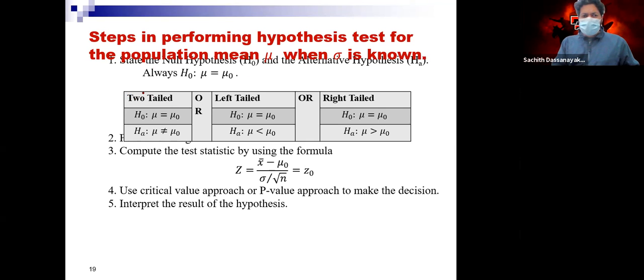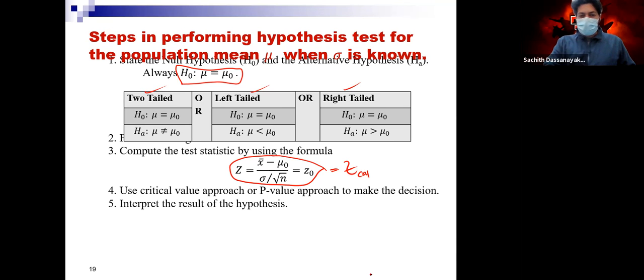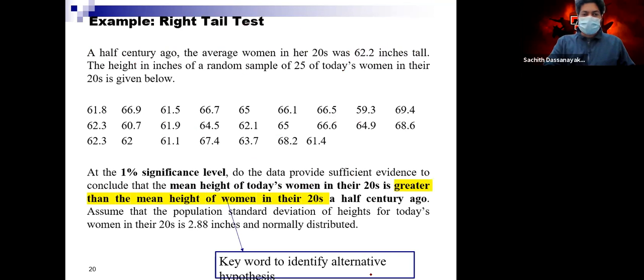This is what I was talking about: two tail test, left tail and right tail. Always H naught is this one. This slide is not clear, they just merged it with this table. Anyway, this is your critical value, or C value, or C cal. Let's say C cal. This slide is the same thing we discussed. Check this example here.